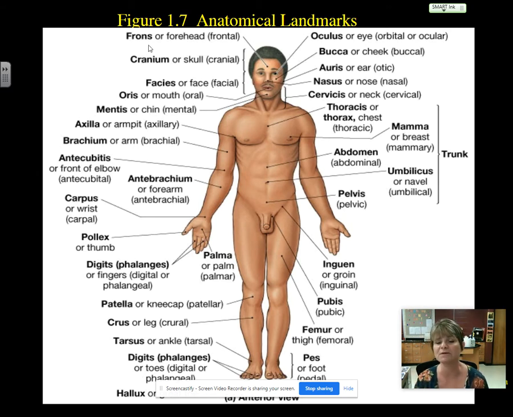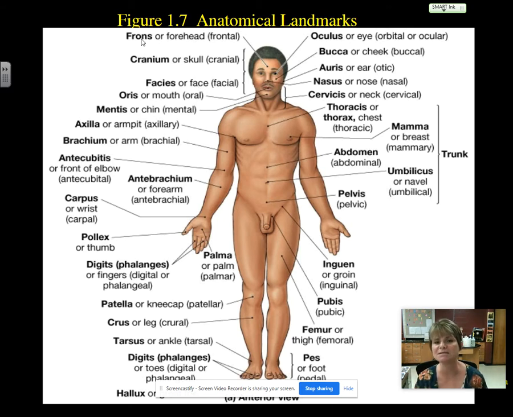The definition of that term. So this is the term or the vocabulary word. This is the definition. So the definition for frons is forehead. When I refer to my frons or my frontal area, I'm referring to my forehead. When I refer to my cranium or my cranial area, I refer to my skull. When I refer to my facies, which is the noun, or my facial area, I'm referring to my face.